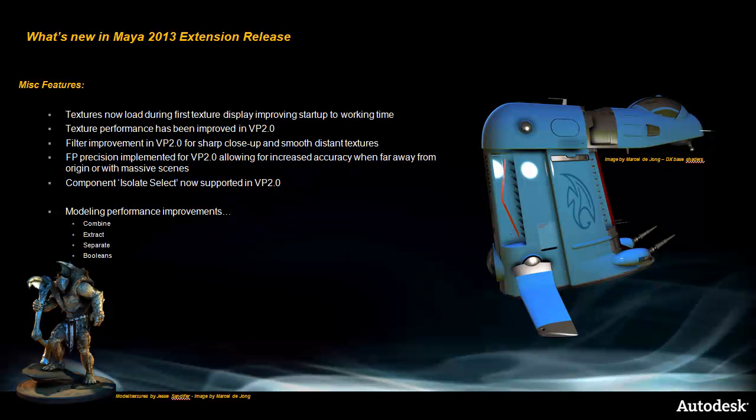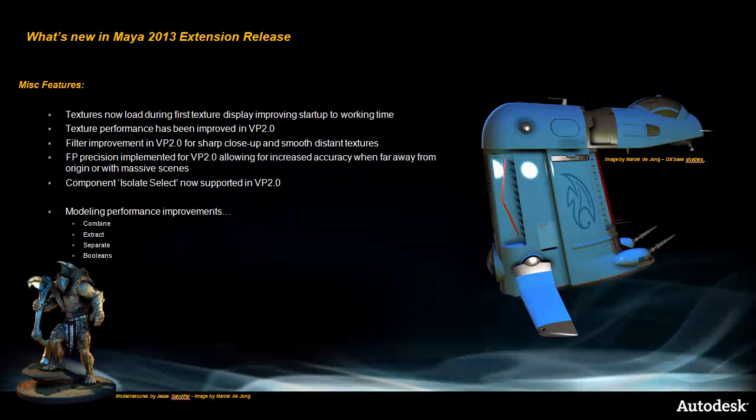We've also made just general texture performance improvements to Viewport 2.0, as well as display improvements. For instance, the texture filtering has been completely redone in Viewport 2.0, so that now if you're looking at textures up close, you get nice sharp filtering. If you're looking at textures at a distance, objects at a distance, you get nice smooth filtering. We've also improved the floating point precision for Viewport 2.0, so when you're dealing with large scenes, when you have objects that are far away from the origin, you can prevent math errors when basically manipulating those objects because of the improved floating point precision.